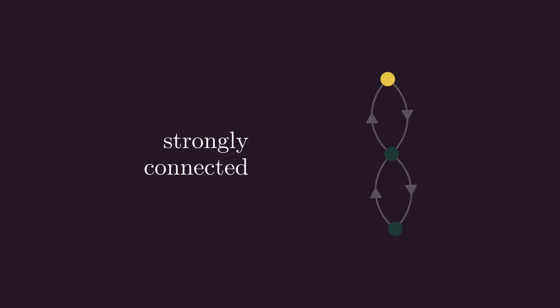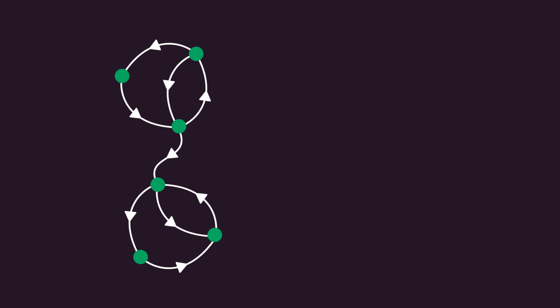In general, a directed graph is strongly connected if every node can be reached from every other node, like in this example. The word strongly refers to the fact that we are dealing with directed graphs here. On the other hand, if not every node can be reached from every other node, the graph is not strongly connected. For instance, our example graph right here is not strongly connected because there is no path from node B to node A.